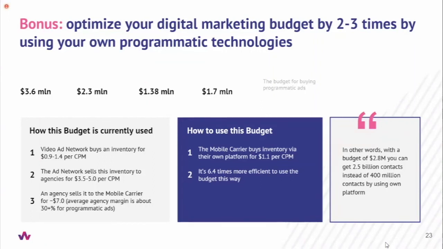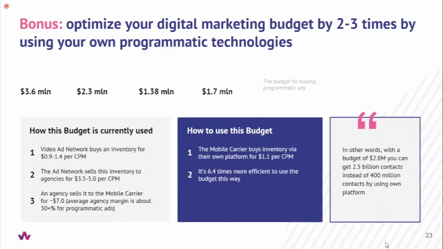This is a real numbers and real case. So when mobile operators buy video advertising before they integrated their own DSP platform, they spent about $5 per CPM. And then when they integrated their own DSP, they spent just $1 per CPM.